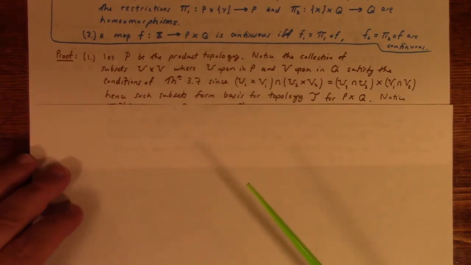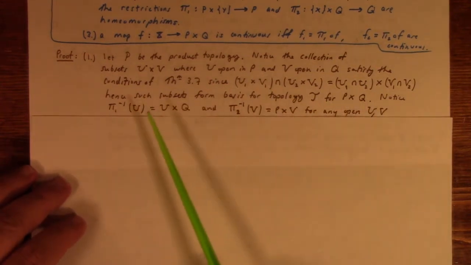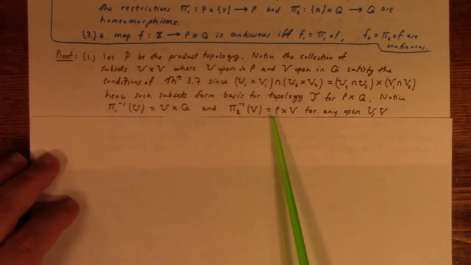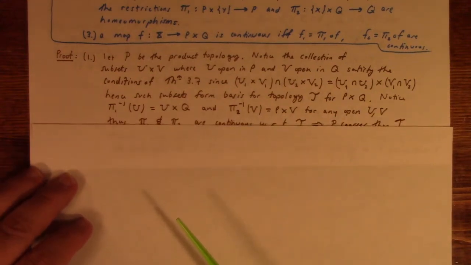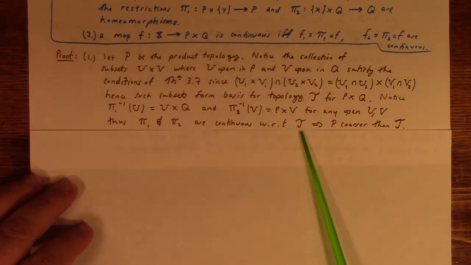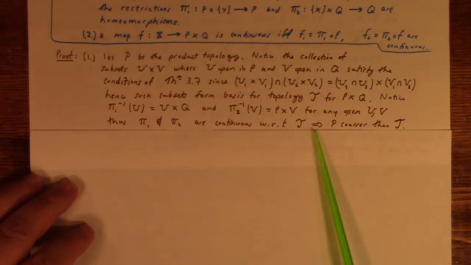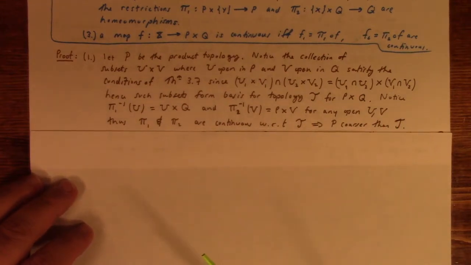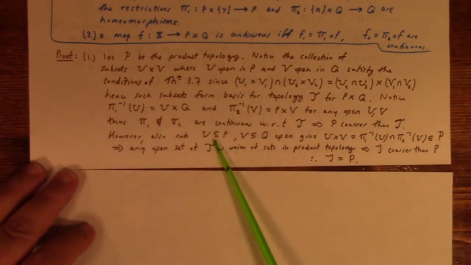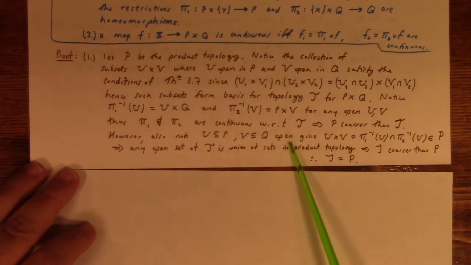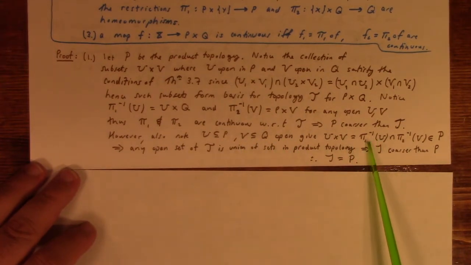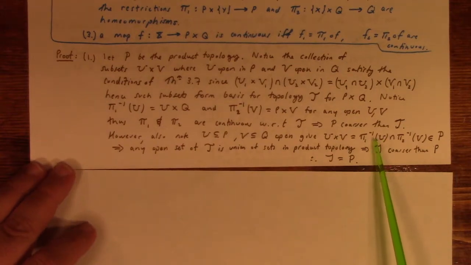All right? So anyway, since the inverse image of U under pi 1 is U cross Q, and the inverse image of V under pi 2 is P cross V, for any open U and V, that means that pi 1 and pi 2 are continuous with respect to the T topology. And so that means that P must be coarser than T, of course, because that was the definition. But on the flip side of things, if U is an open subset of P and V is an open subset of Q, it gives the Cartesian product of U and V to be, of course, the intersection of the inverse image of U with the inverse image of V.